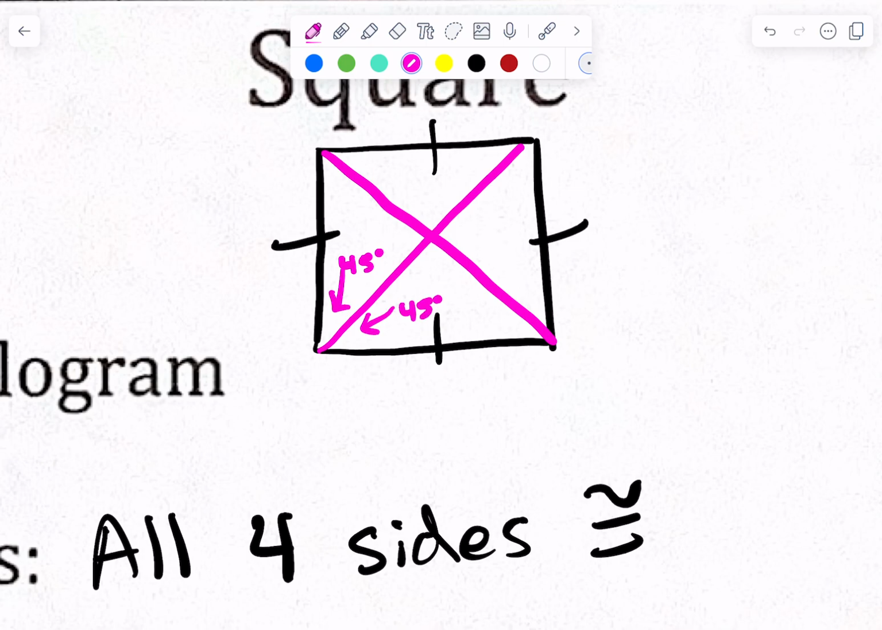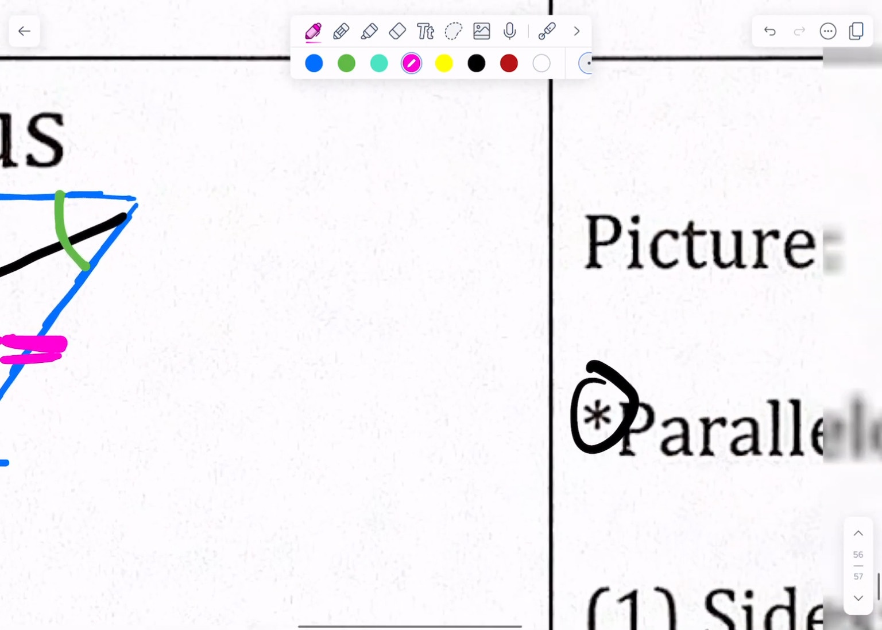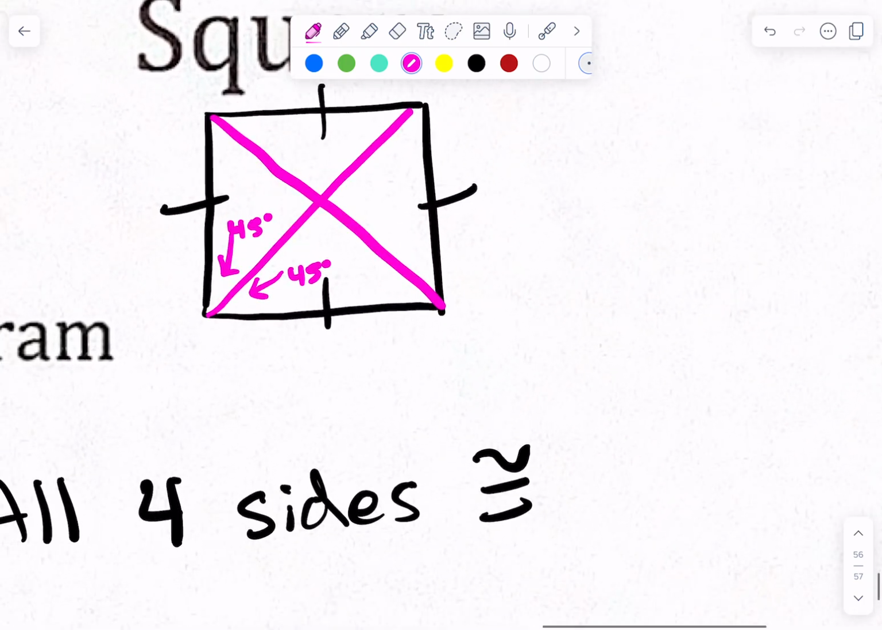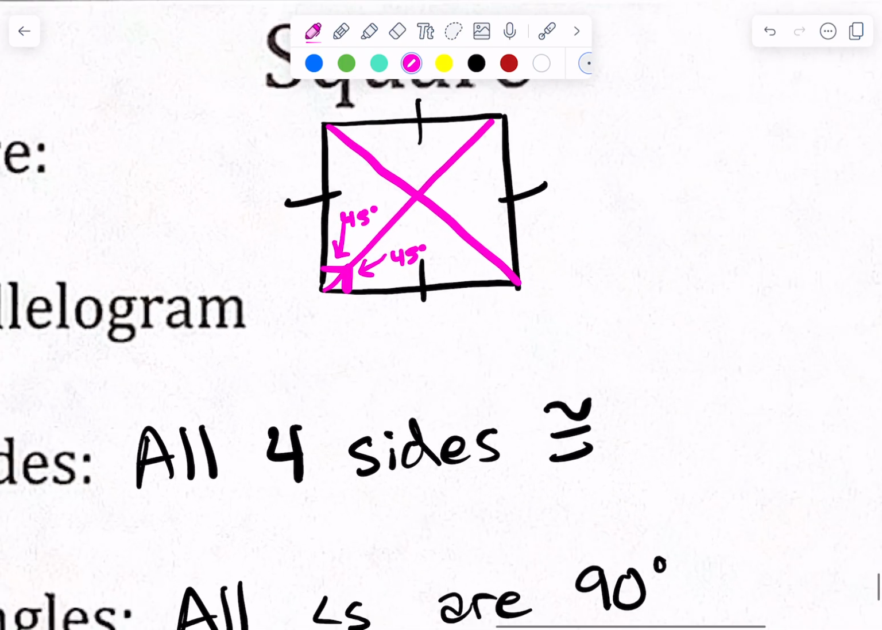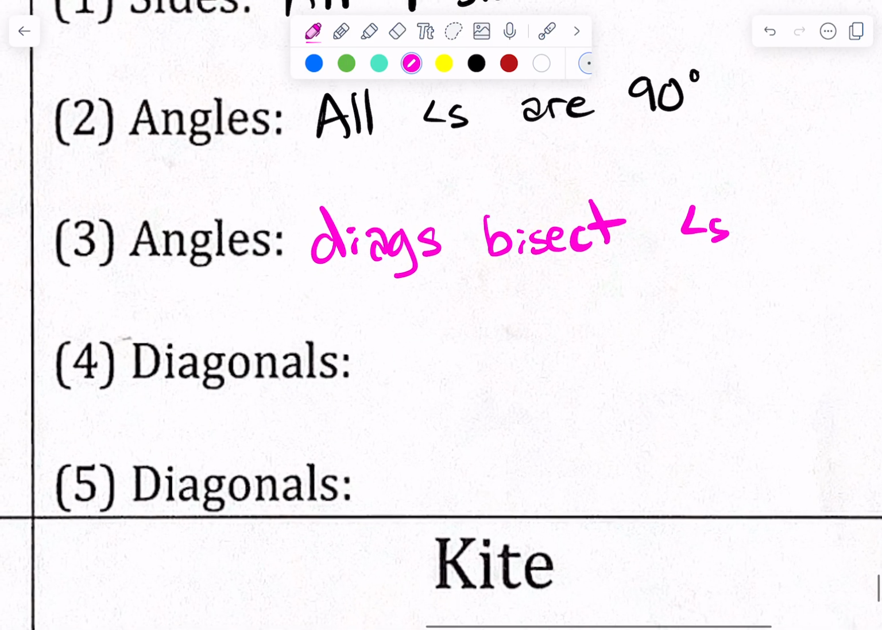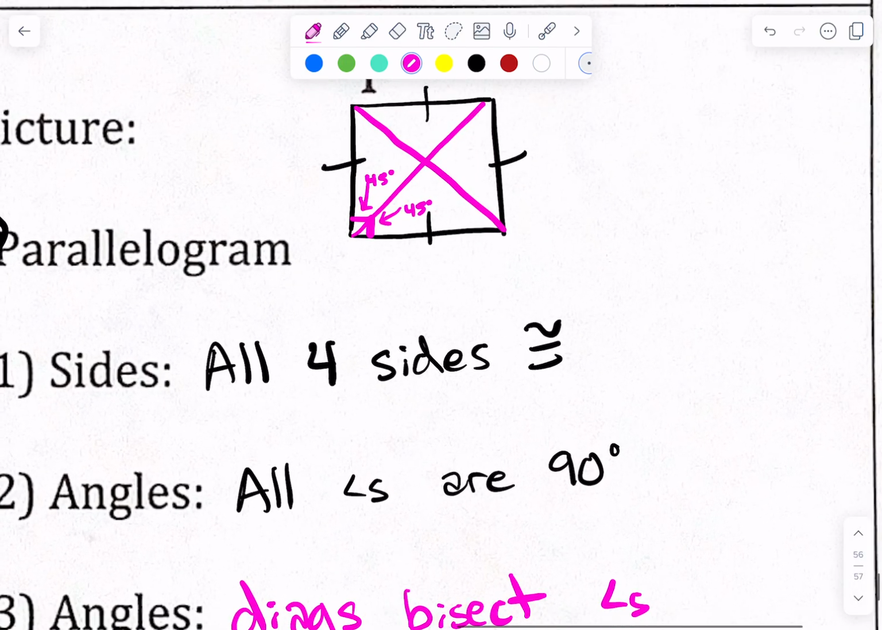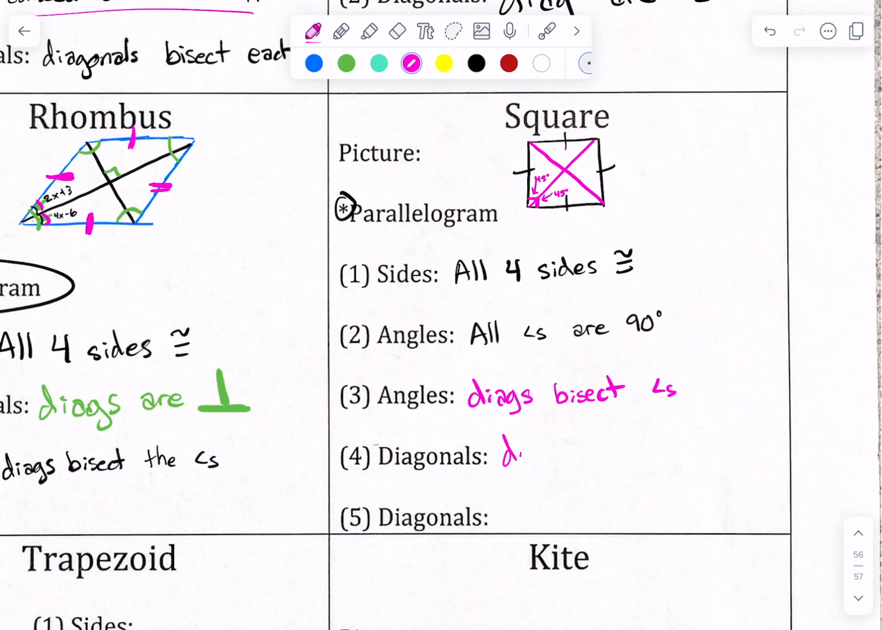Is that true for a rhombus? Will they both be 45 always? No, because they're not 90 to begin with. But if it's 90 to begin with and we're separating it in half, we have some 45-degree angles there. So the diagonals are bisecting the angles. Great. What else do we know about the diagonals? They're equal. The diagonals are congruent in length.